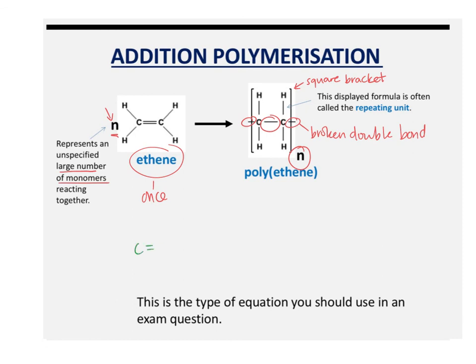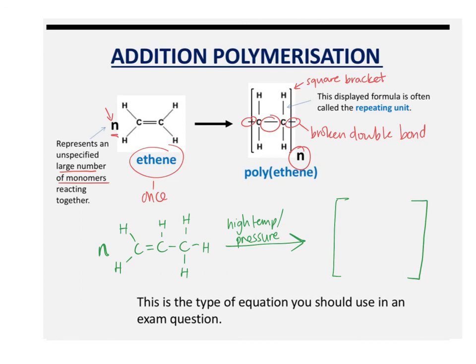So I've got C, double bond C, and then we've got 3 hydrogens on that one. Just got 1 hydrogen there and a couple of hydrogens there. I stick an N at the front of it. I'm going to have my reaction arrow. I know it's going to be at high temperature and high pressure. And then what happens is that double bond gets broken. So I know I'm going to be using square brackets like this.